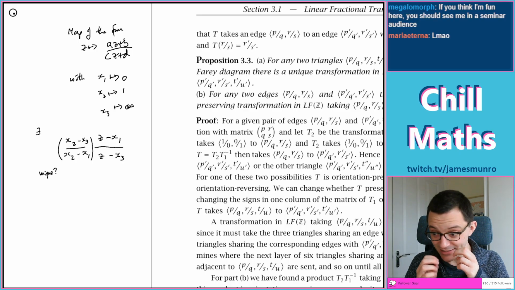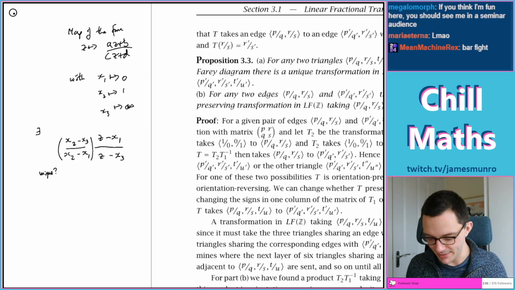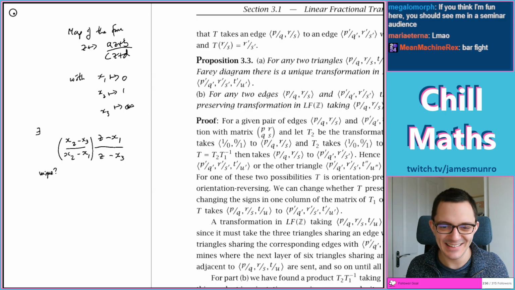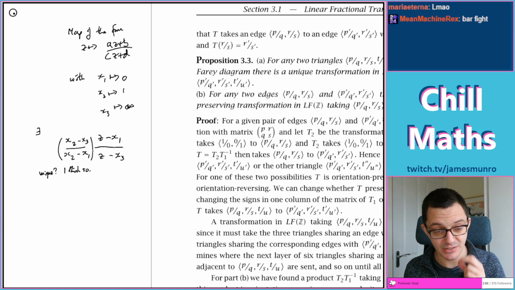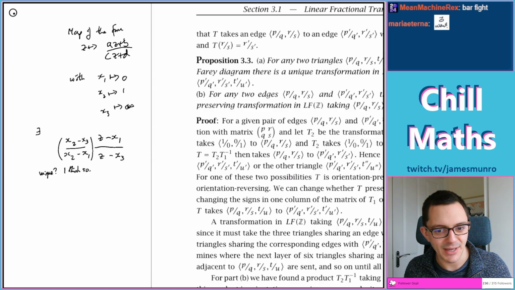terrifying seminars aside, with or without the Megalomorph, I think so. Did it too fast to prove that it was unique, but good. Right. Okay.